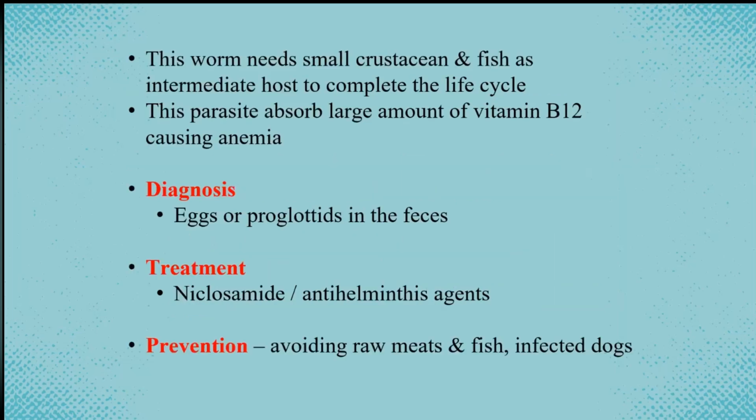Next slide: this worm needs small crustaceans and fish as intermediate hosts to complete the life cycle. This parasite absorbs a large amount of vitamin B12, which can cause anemia. Diagnosis is eggs or proglottids in the feces, and for treatment the doctor can give niclosamide, an anti-helminthic agent. To prevent this disease, avoid raw meats and fish or infected dogs.